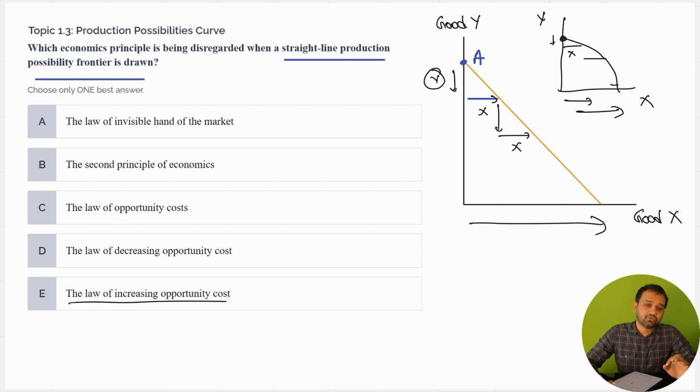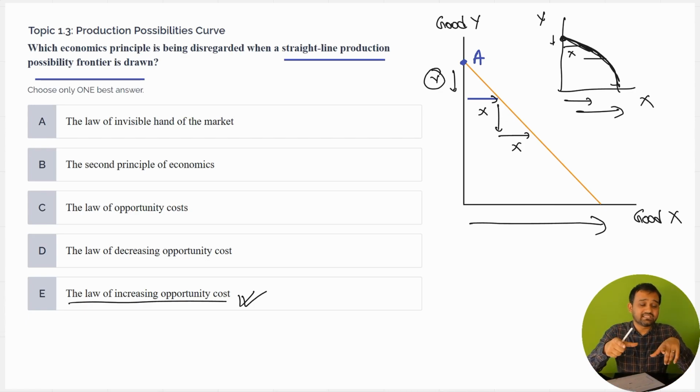So whenever you draw a straight line production possibility frontier, you're implicitly assuming that all resources available in the economy are identical to each other, with the same opportunity cost. So that is the principle that you're violating, which is the law of increasing opportunity cost. Now, this law is reflected whenever you draw a bowed outward or a curved PPC that I have drawn up here.